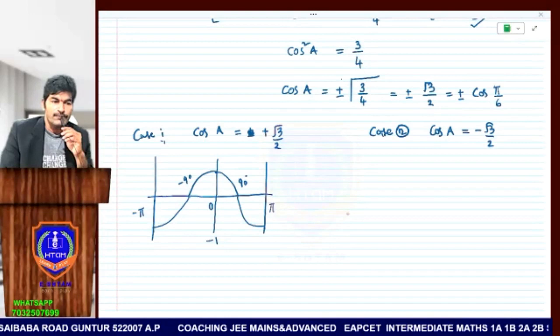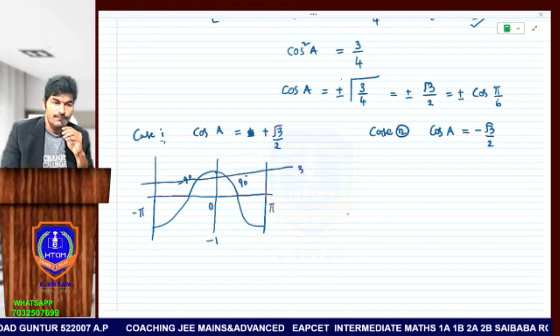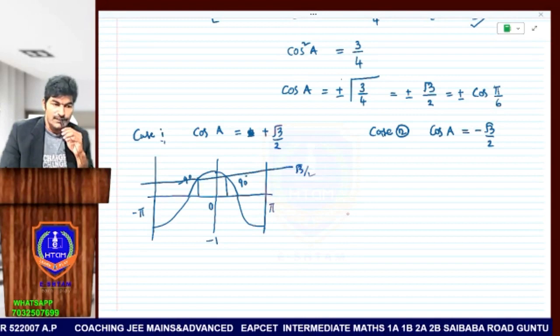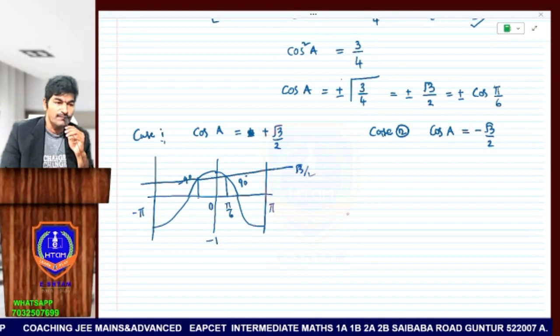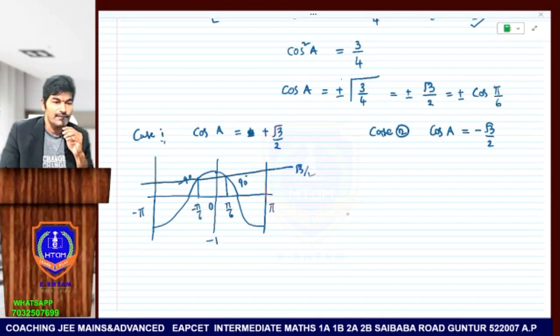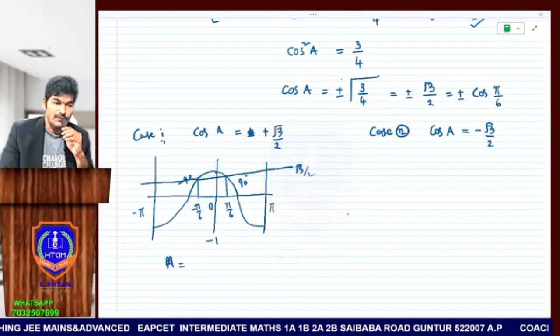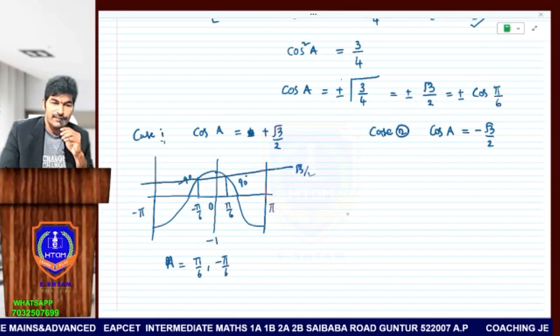So this will be, okay, root 3 by 2. Where does root 3 by 2 lie? Root 3 by 2 will be this line. Make it root 3 by 2. These are the values. So this will be 30 degrees or pi by 6. And this, it was below 0, no? Same range, minus pi by 6. Understood? Therefore, the answer is A equal to pi by 6, minus pi by 6 for one case.